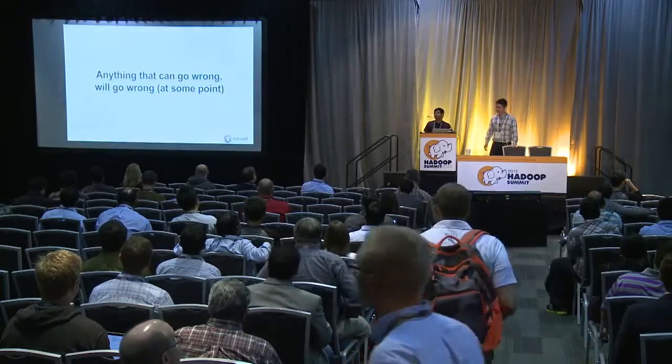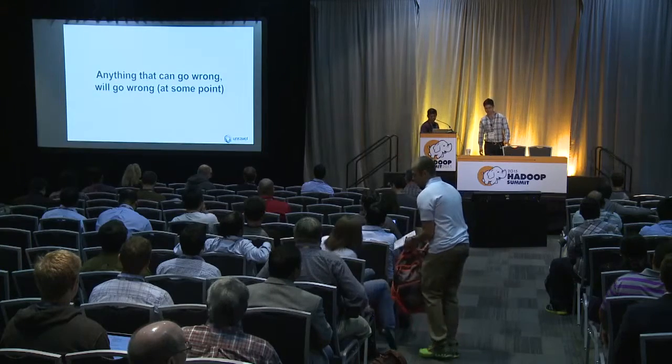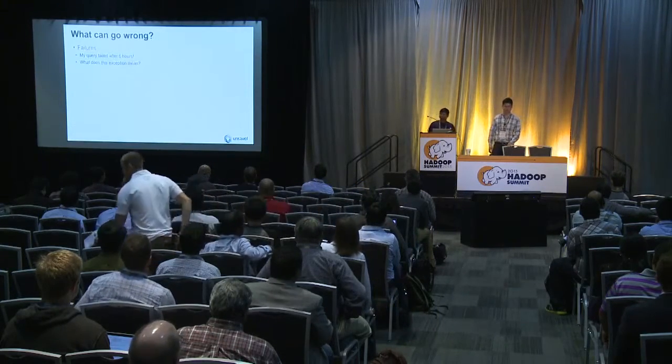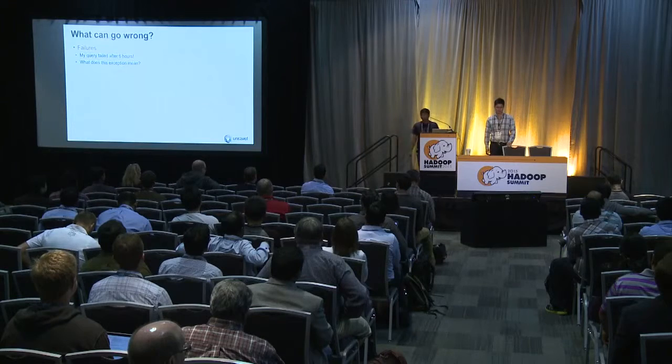And anytime there is a lot of complexity, things can go wrong. At some point, they will actually go wrong. So what can go wrong? Imagine that you're an application developer. I'm sure all of you have developed at least one application, if not on Spark. Things fail. My query failed. The worst thing, it failed after 6 hours. Now I don't know what to do.